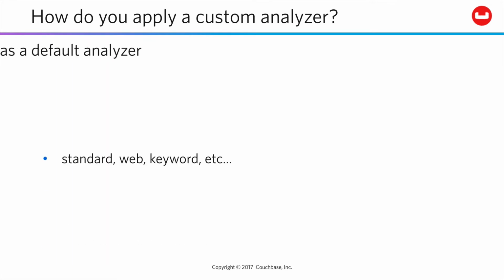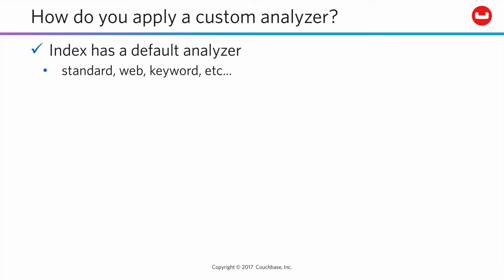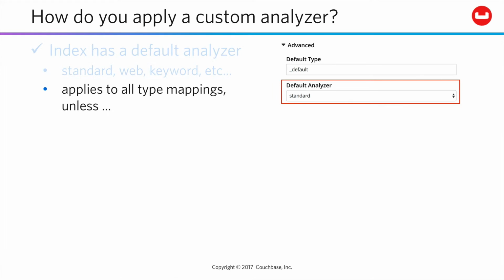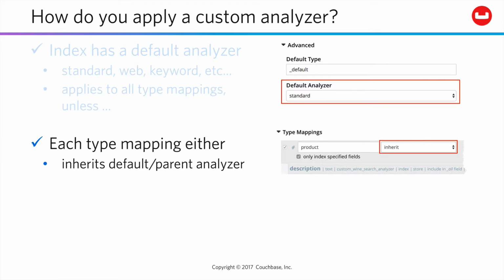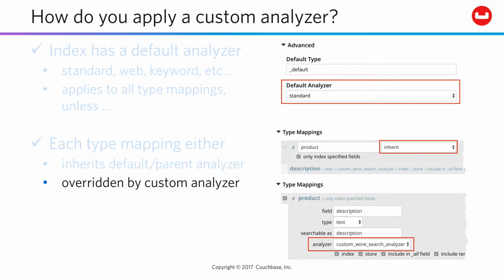Each index has a default analyzer, which applies to all text, whether for searching or indexing purposes, unless it is overridden by another analyzer at some level of that index's mapping hierarchy. Each type mapping in the index inherits its parent analyzer, which may well be the default analyzer, which by default would be the standard analyzer unless you change this. But any given mapping can be overridden by a different analyzer, whether it is a built-in analyzer or a custom analyzer you define. In the upcoming lab, we'll step you through this entire process.